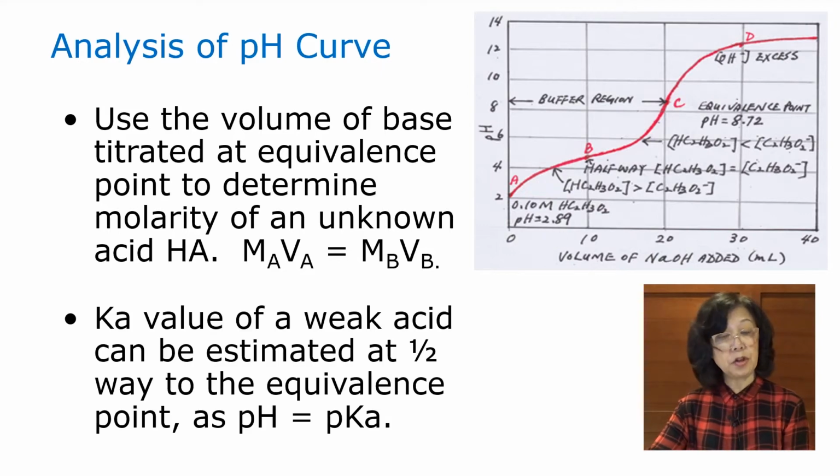We can also determine the Ka value of this unknown acid because if we go to halfway to the equivalence point, which is 10 milliliters on this particular curve, and we read the pH, which is about 4 to 5, close to 5 but higher than 4, then we can estimate that being the pKa value, and we take the antilog, which is 10 to the minus 5.